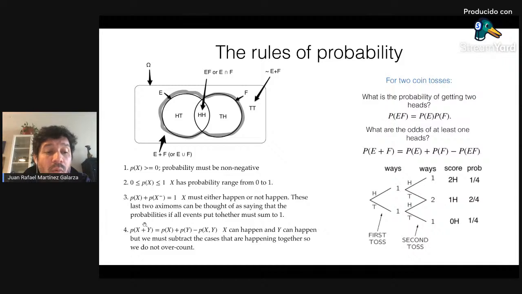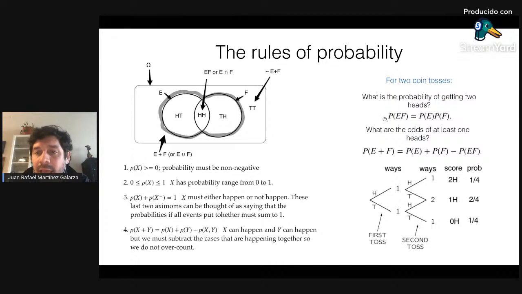And what is the probability of P of X plus Y? So what is the probability of either of the two events happening? Well, that equals the probability of X happening independently, plus the probability of Y happening independently, minus the probability of them happening together. So you need to subtract the intersection here in order to not double count the cases when that happens. So you can write these rules of probabilities, and those are very important.